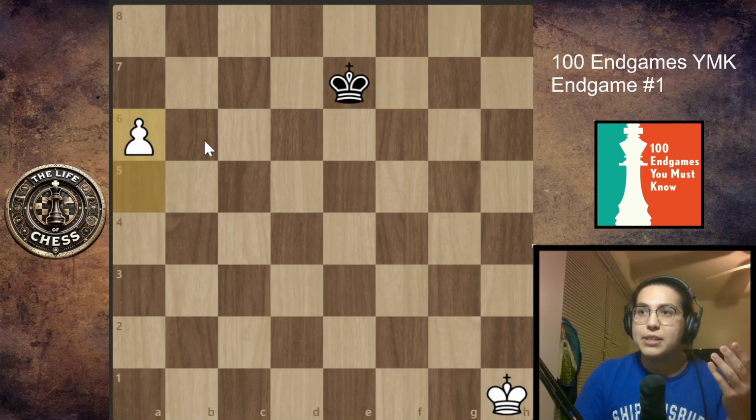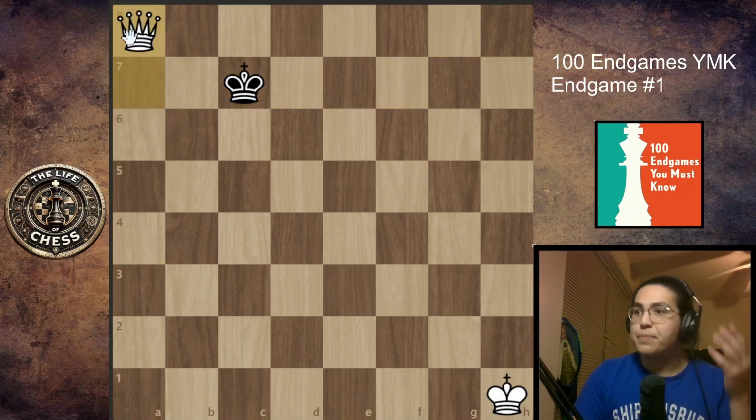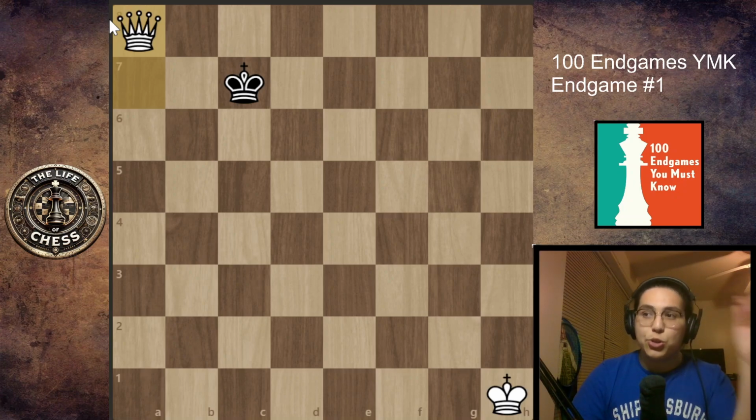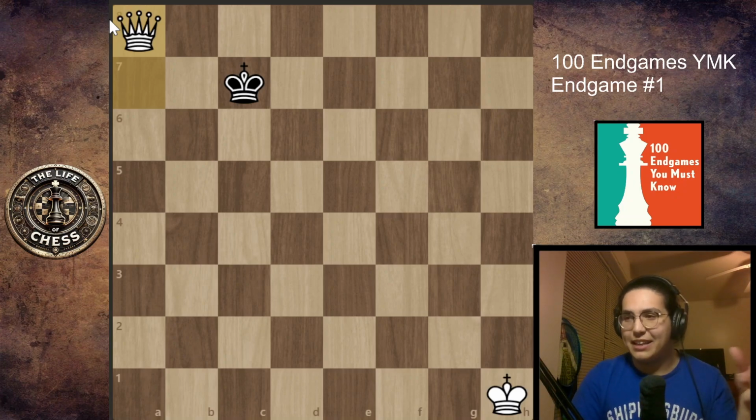So if we follow through in this example, bam, black could not stop the pawn no matter what they did. And it is a great concept for you to avoid calculation in an endgame like this.